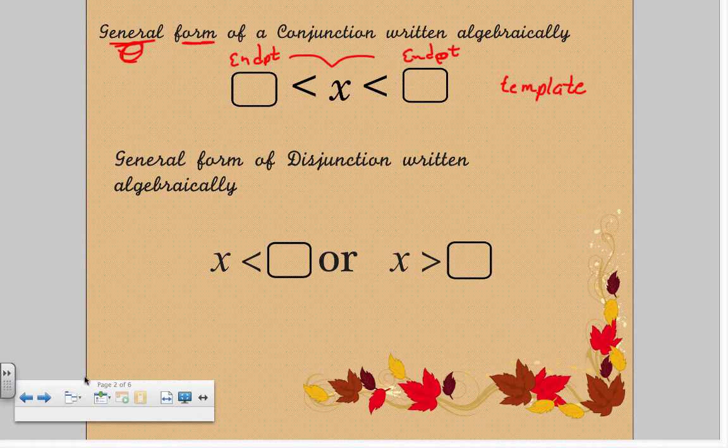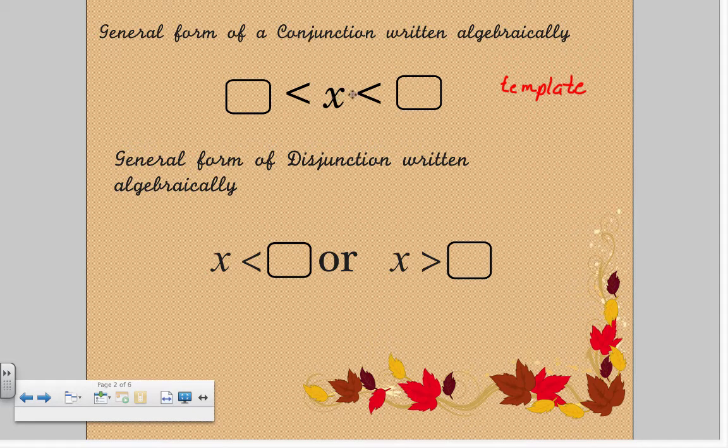So please, please, please get that straight. I see a lot of times this is written really weird. In fact, I don't even want to write how some kids write it. I want you to learn the correct way, and this is the correct way.